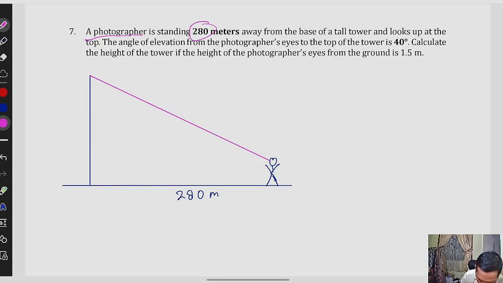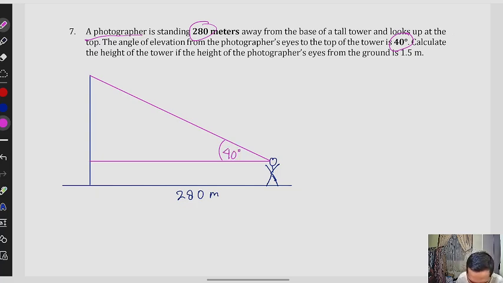Okay, this horizontal line. So the angle of elevation will be this theta, the angle that's going up with the horizontal line. That's the angle of elevation. The angle of elevation is not theta, it's given here. It's 40 degrees. So we have 40 degrees here.